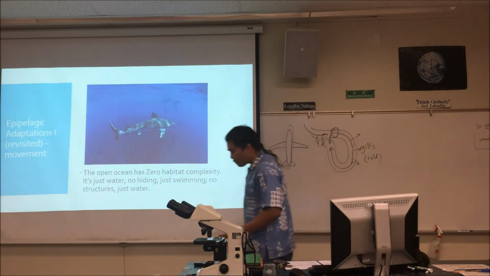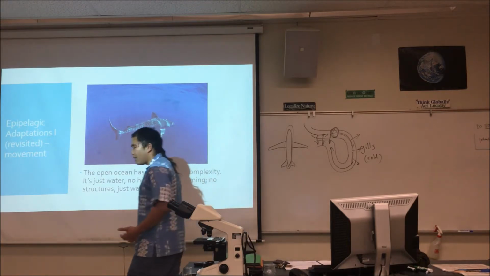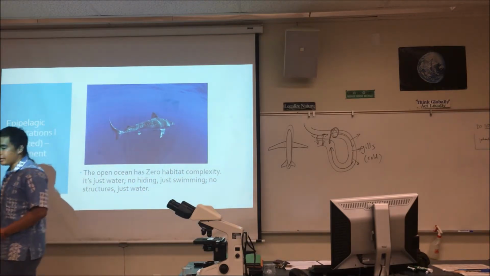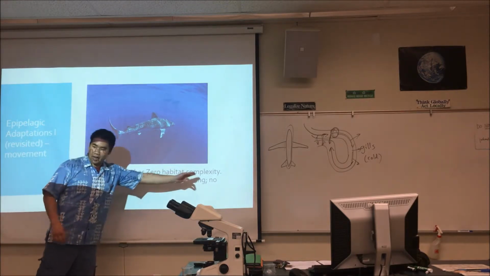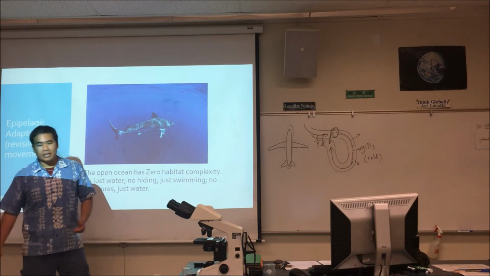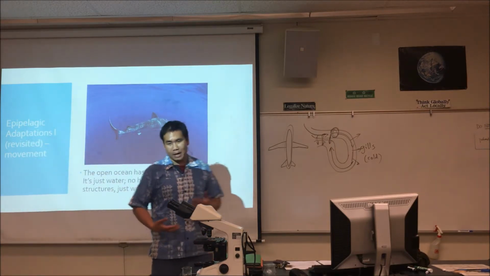Let's talk about why everybody's allowed to be so fast and why being fast is so popular in the open ocean. In the open ocean, there is only water, right? That's it. There are no obstacles, there's no hiding spots, there's no rocks or anything that you need to navigate around or under or anything. There is no habitat complexity. That's what it is. See this classroom? This classroom has habitat complexity.